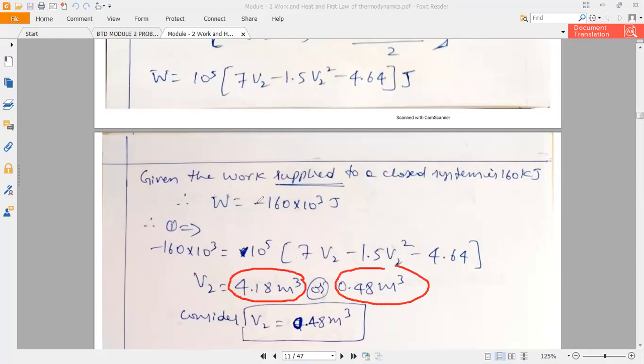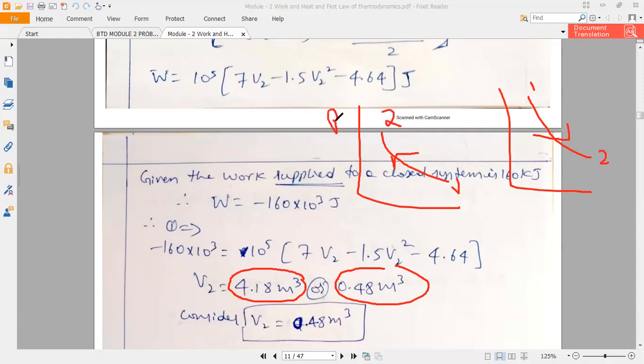Here the negative sign represents compression. The positive sign represents expansion. Expansion means going from 1 to 2. This is a PV diagram. The negative sign represents compression, and the positive sign represents expansion. Here there are two values, and you have to choose one of them.